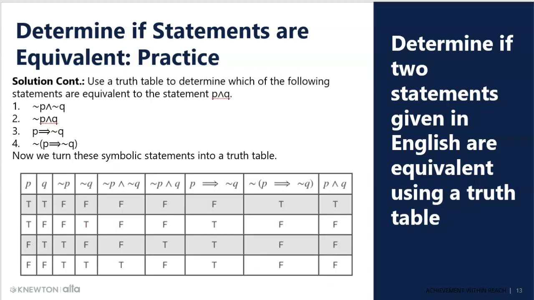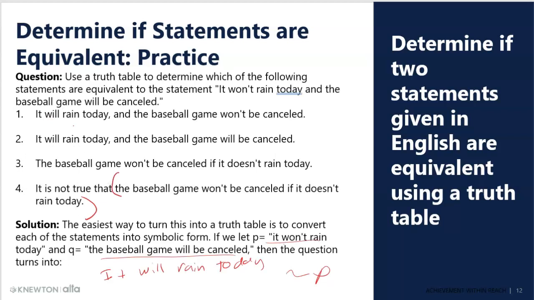So when we convert these English statements, it will rain today is not P. The baseball game won't be canceled. Well, Q is the baseball game will be canceled. So this is not P and not Q. Want to make a statement for that. It will rain today is not P, and the baseball game will be canceled, not P and Q. The baseball game won't be canceled if it doesn't rain today. So this is an if then. If it does not rain today, so that's P, won't rain today. If it won't rain today, then the baseball game won't be canceled, not Q.